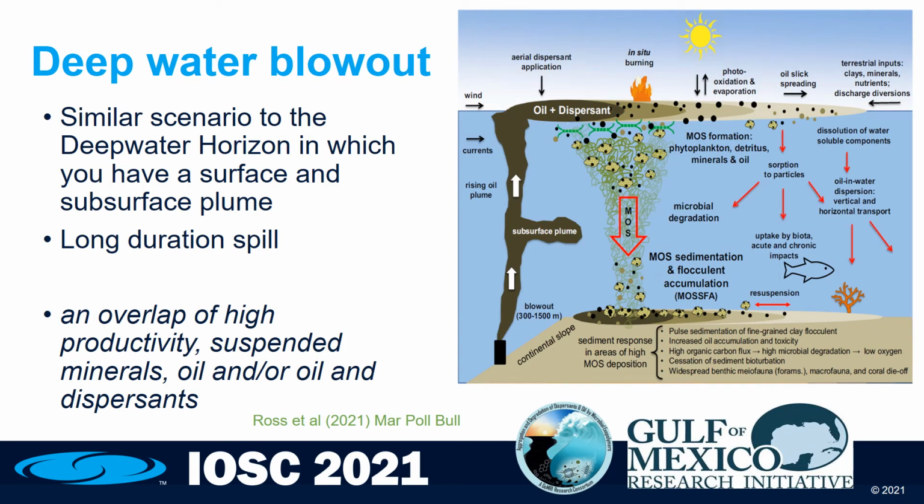This is a scenario that we saw with the Deepwater Horizon, where you have a deep water blowout. You see oil and dispersant in the surface interacting with microbes and microbial communities, and you also see a subsurface plume. What we know now is that MOSSFA formation occurred not only in the surface after the Deepwater Horizon, but also in the subsurface plume. And in both cases, these MOSSFA formation events resulted in MOSSFA and therefore the sedimentation of oil back to the deep sea.